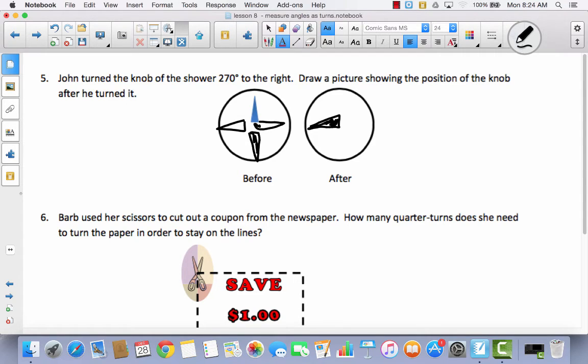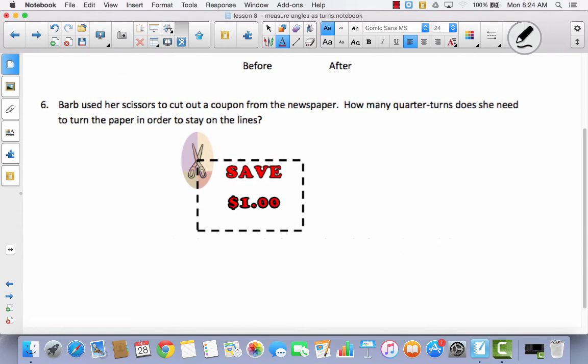Barb used her scissors to cut out a coupon from the newspaper. How many quarter turns did she need to turn the paper in order to stay on the lines? All right, so see if you can figure that out and then come back.